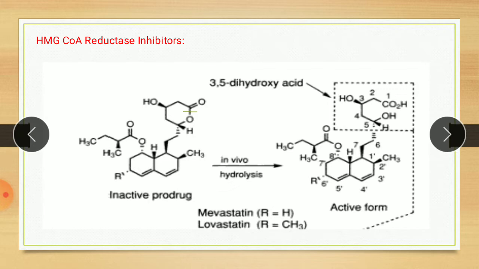These two drugs are prodrugs, meaning they require hydrolysis. They are in an inactive form and contain a lactone ring. This one is the lactone ring. After hydrolysis in vivo, in the body, this lactone ring is hydrolyzed into this acid, which is called the active form of the drug. So these drugs are prodrugs, converted into their active form in the body after hydrolysis, where the lactone ring breaks open to form the active acid.